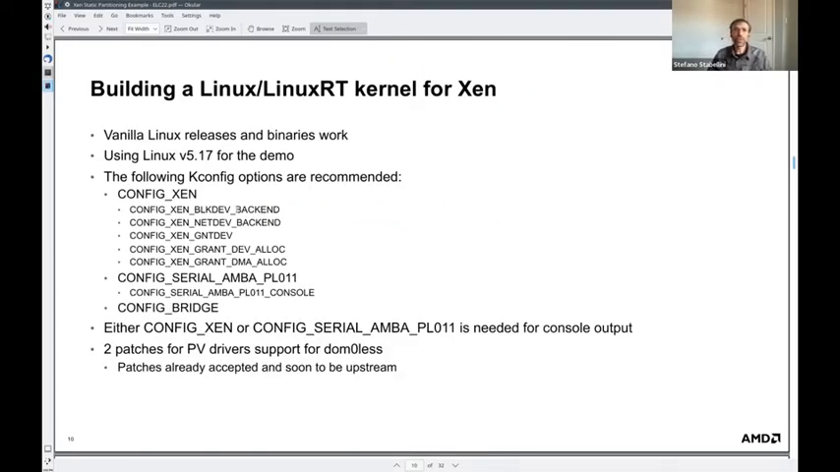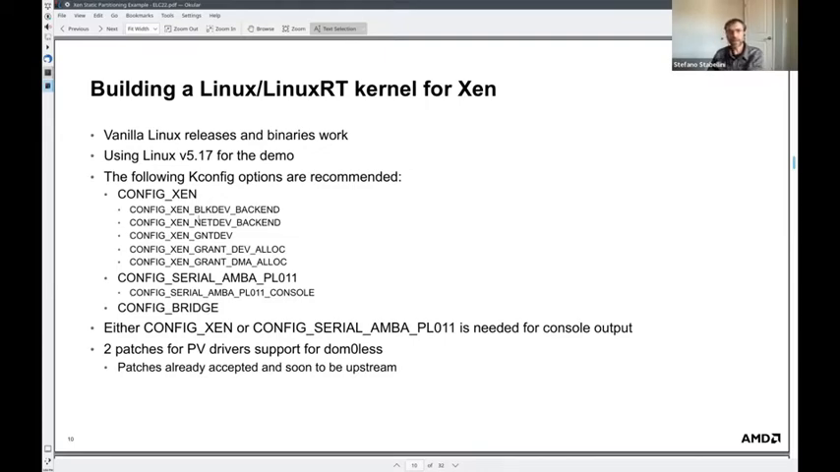What about Linux? For Linux, you can just pull in any vanilla release like 5.17. That's what I use for the demo. Enable CONFIG_XEN. CONFIG_XEN is not required, but is nice to have because it gives you more options for the console. And also it gives you PV drivers, an additional way to communicate between VMs and for device sharing. So it's good to have. It's also not adding a lot of code, so it doesn't increase the size of the Linux binary by much. So I think it's good value.